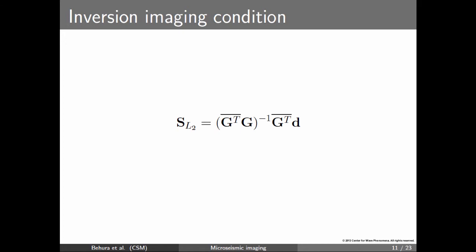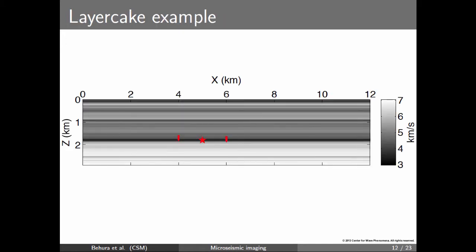Let me show you now an example of the result of all these imaging conditions. This is a simple layer cake model. This is actually derived from well-log from Marcellus shale. The star represents the location of the microseismic event, and the triangles represent receivers in two vertical wellbores, each comprising 11 receivers.